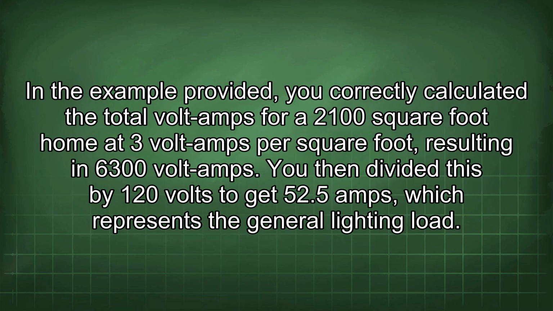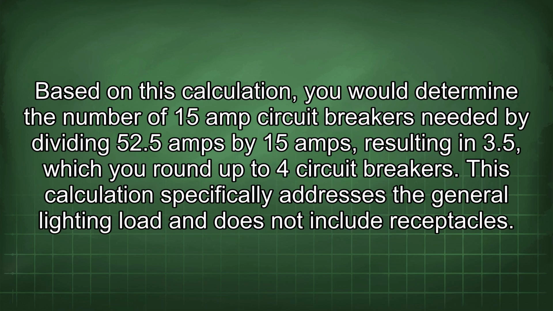In the example provided, you correctly calculated the total volt amps for a 2100 square foot home at 3 volt amps per square foot, resulting in 6300 volt amps. You then divided this by 120 volts to get 52.5 amps, which represents the general lighting load. Based on this calculation, you would determine the number of 15 amp circuit breakers needed by dividing 52.5 amps by 15 amps, resulting in 3.5, which you round up to 4 circuit breakers. This calculation specifically addresses the general lighting load and does not include receptacles.